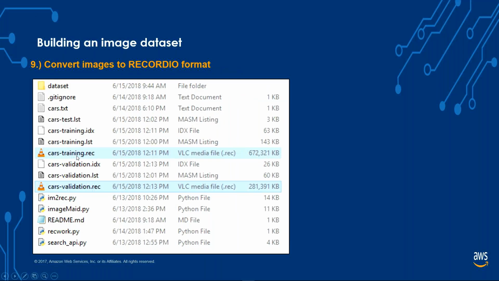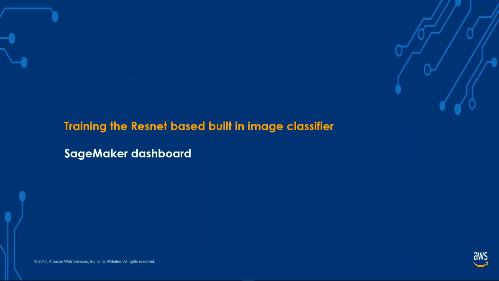And we see here, this is simply where I took my LST files that I'd saved and created the REC files, uploaded them to S3, and that's where we're going to jump into SageMaker.